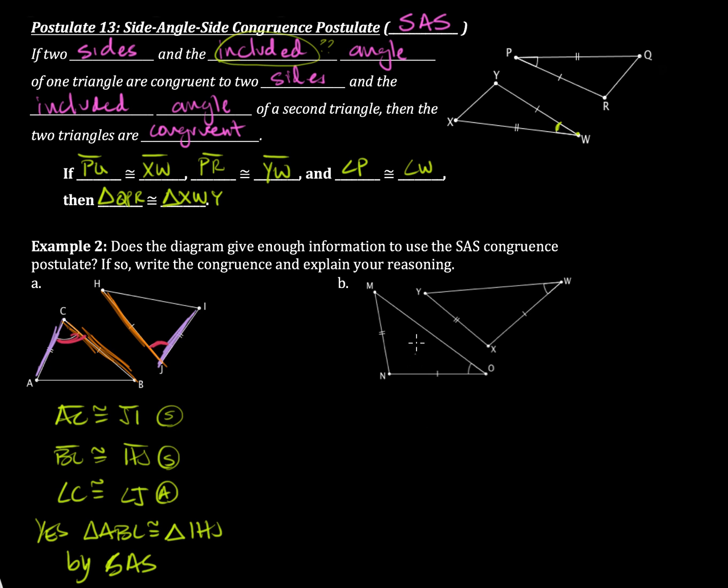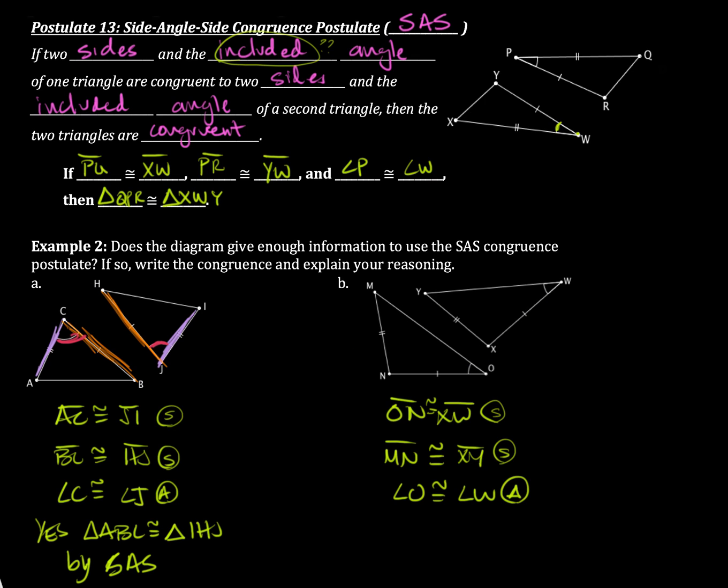Now if I look over here at example B, you'll notice that I have segment ON congruent to segment XW. Oops, I forgot to put my congruent sign in there. So there's one pair of sides. I have segment MN congruent to segment XY. It's another pair of sides. And I have angle O that's congruent to angle W. So again, two sides and an angle, but is it the included angle? Well, no, it's not, right?